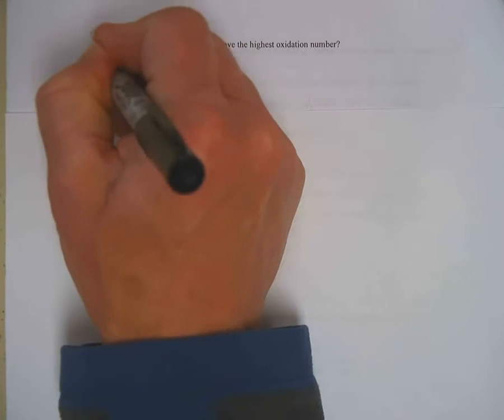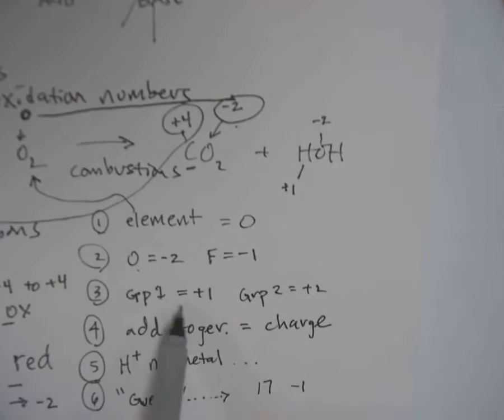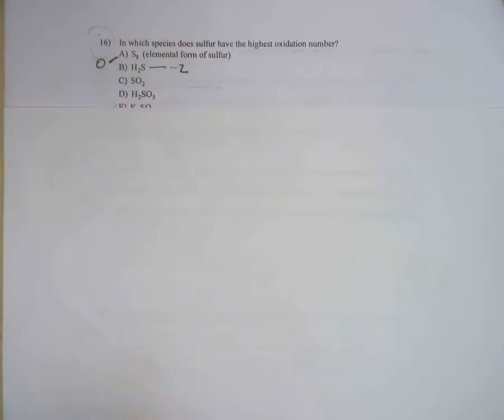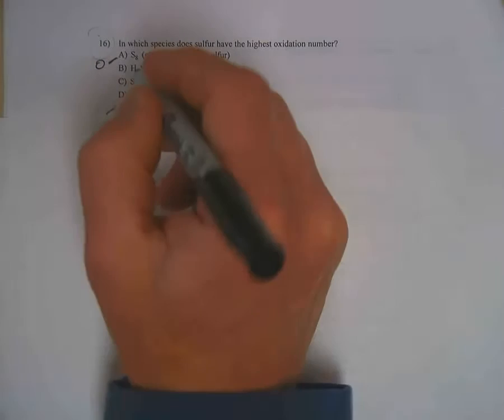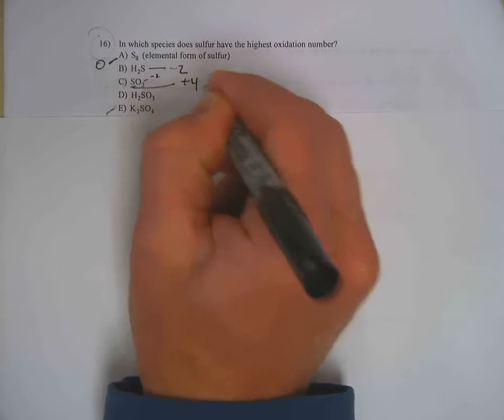Notice that things in their elemental form have an oxidation number of 0. So this would be 0. Hydrogen is always positive 1 with a nonmetal, and so sulfur would be minus 2 in that case. Sulfur here, since oxygen's negative 2, must be positive 4.